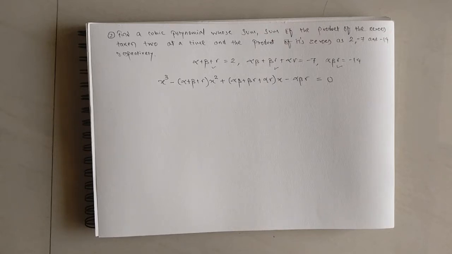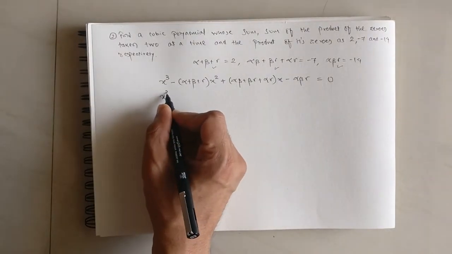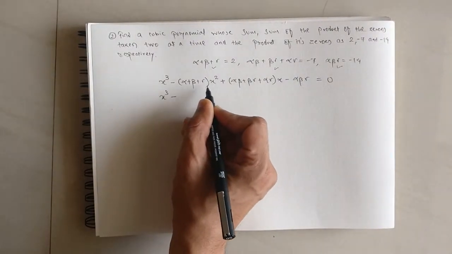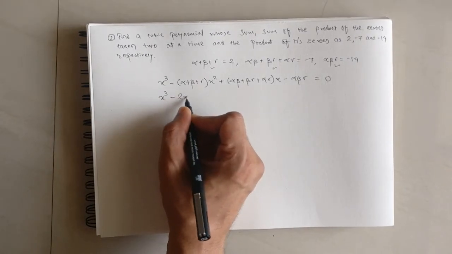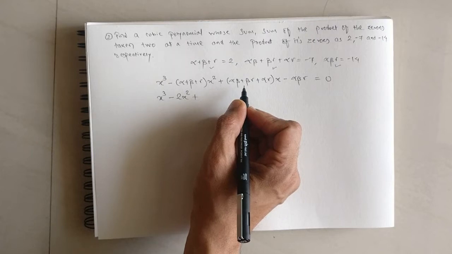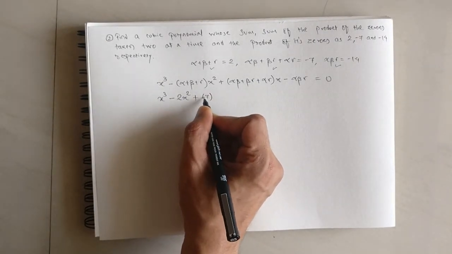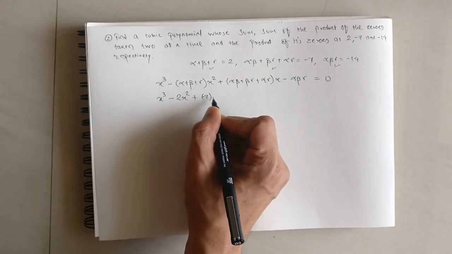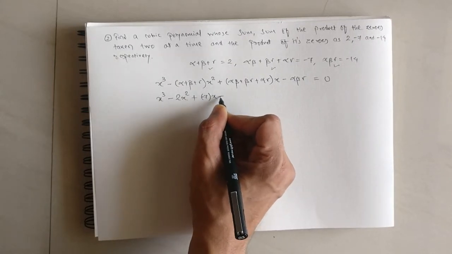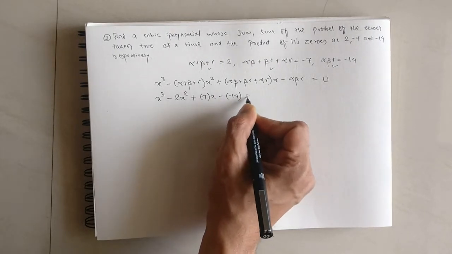So if you know the sum of the zeros and product of the zeros, you can form a cubic polynomial. Let's form it. So x cube minus, what is the sum of the zeros? 2. So 2 into x square plus, what is the sum of the product of the zeros taken 2 at a time? Minus 7. Minus 7 into x minus, what is the product of the zeros? Minus 14 is equal to 0.